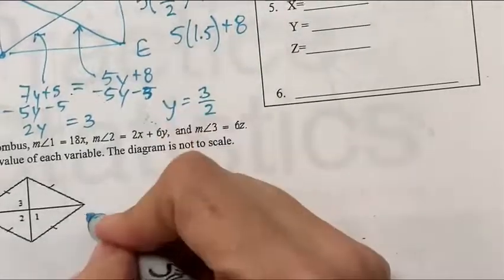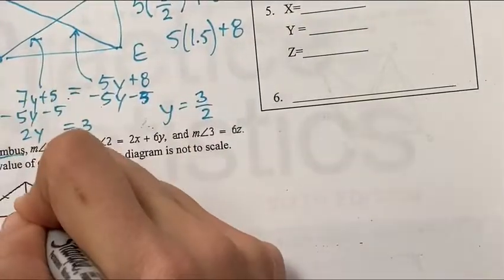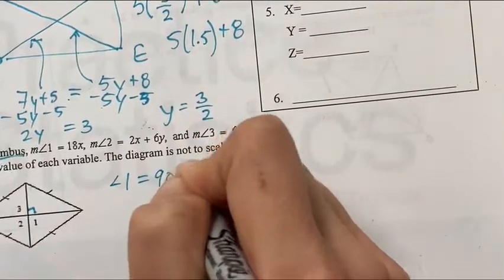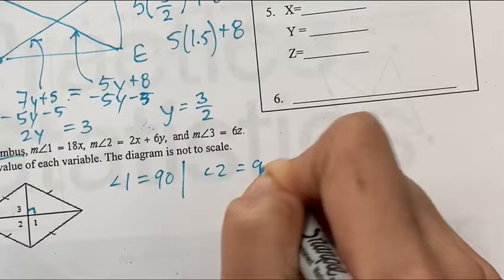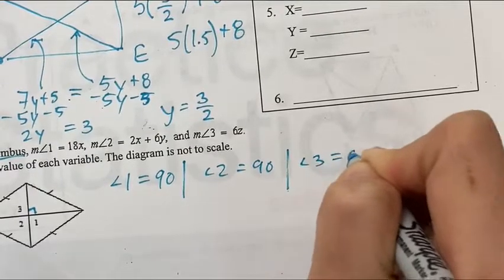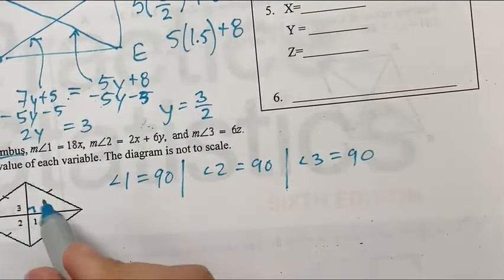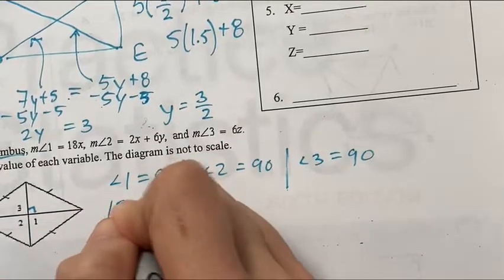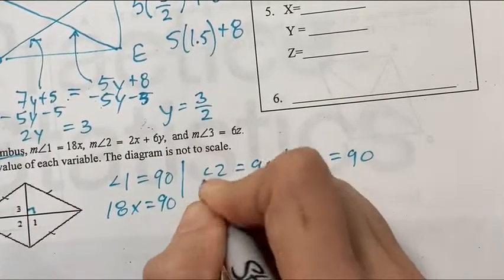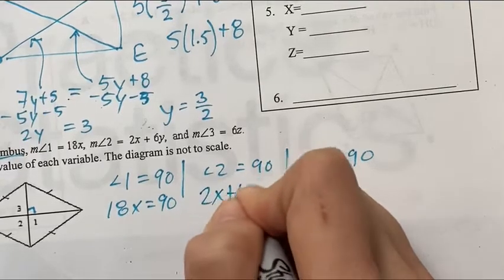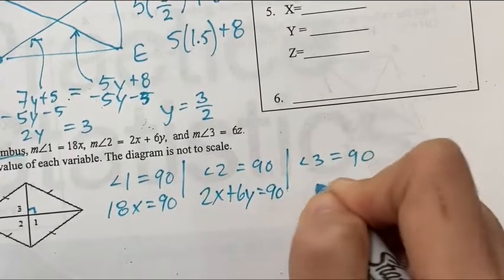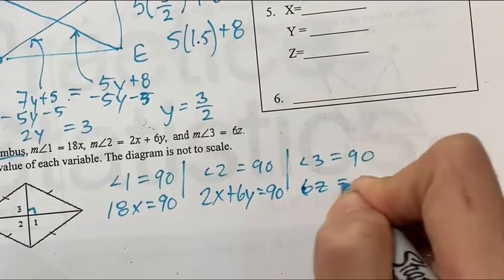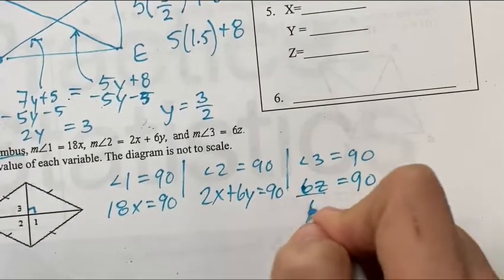Now it says a rhombus. So what's special about a rhombus is that a rhombus's diagonals meet at 90. So angle 1 has to equal 90, angle 2 equals 90, angle 3 equals 90. End of story. But they also said angle 1 is 18x, angle 2 is 2x plus 6y, and angle 3 is 6z. So once these are set up, we're just going to do a little algebra.